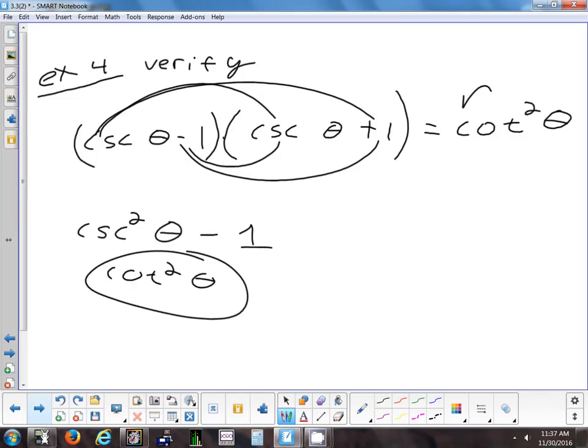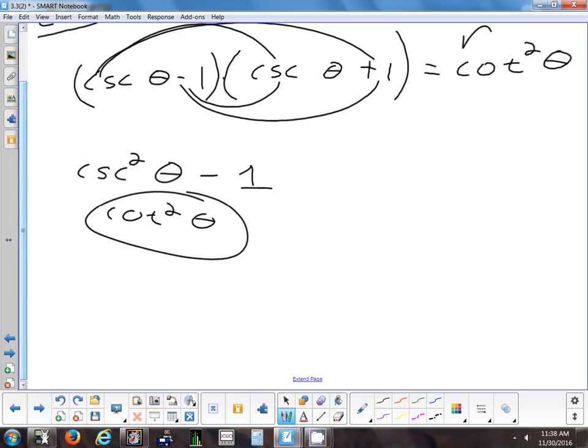Okay. So just by multiplying out the conjugates, you're done in one step. Any questions on that one? That's not the only way to do that problem, but it is the fastest. Anything else you do would be longer than what I just did. Okay. All right. So the last one.